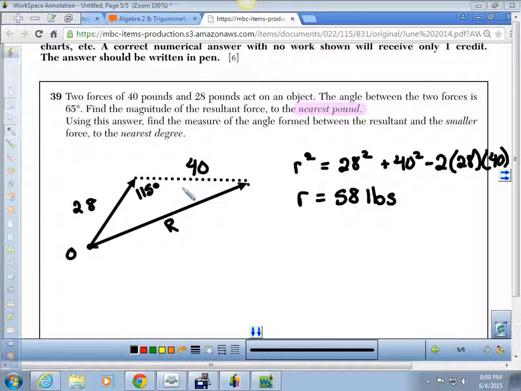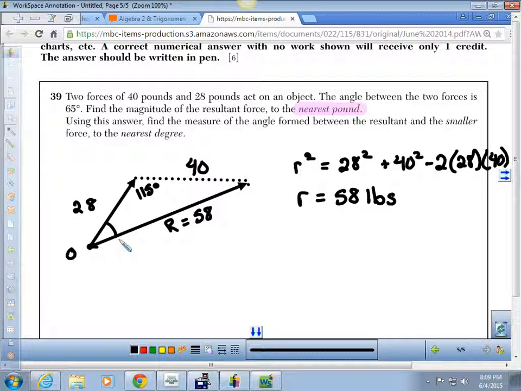Using this answer, so we're using the 58 that we rounded to, find the measure of the angle between the resultant and the smaller force. What was the smaller force, the 28 or the 40? Here's the resultant. Here's the 28. They want me to find that angle right there.